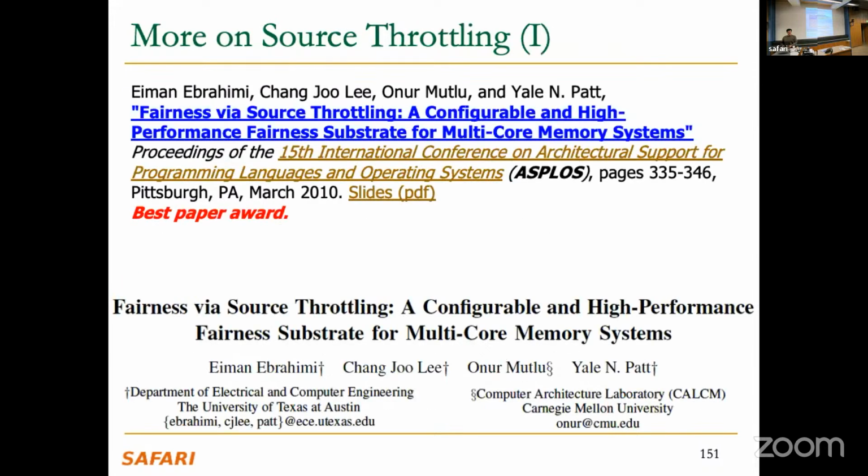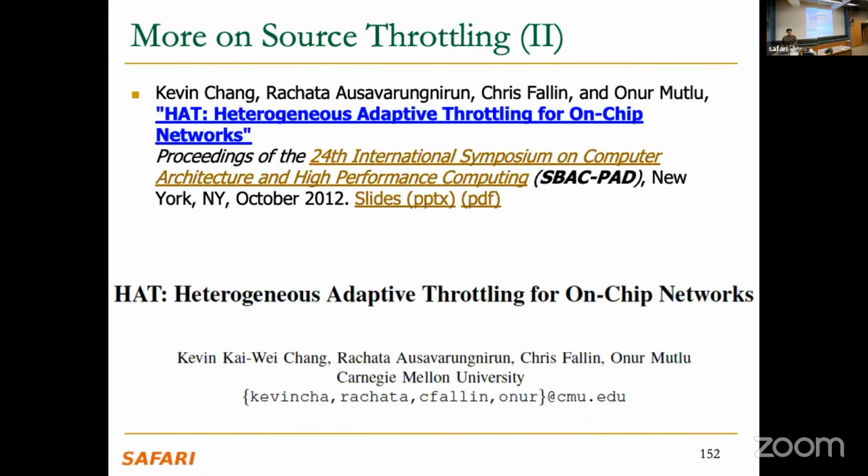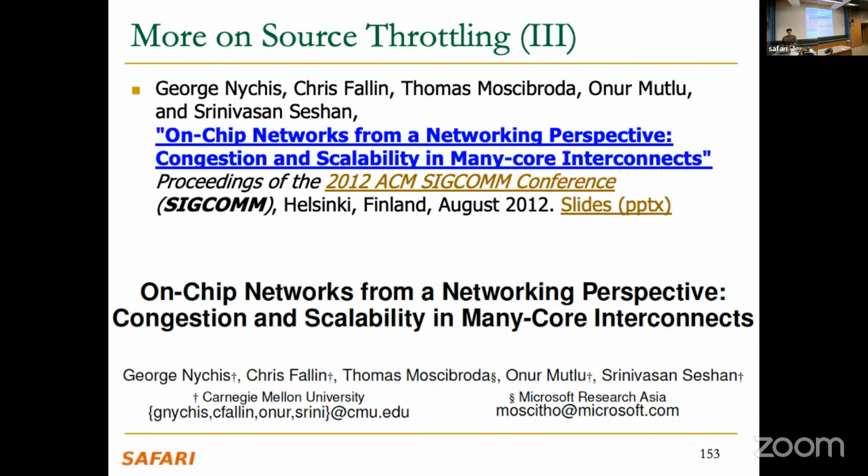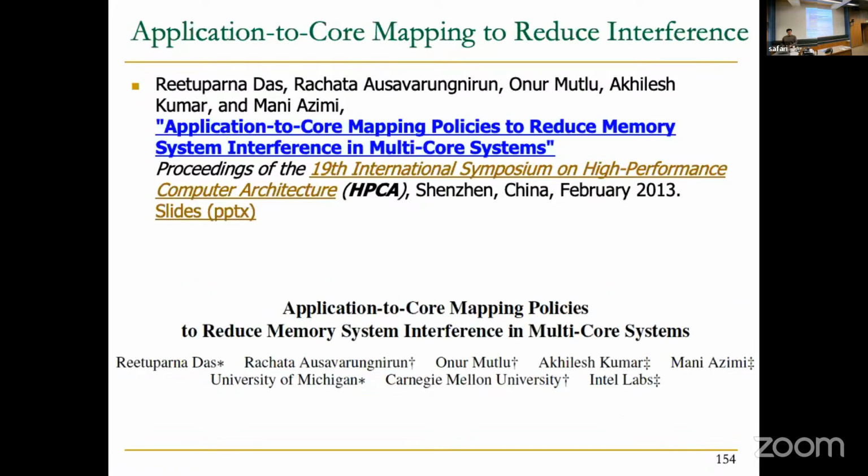And this is the full paper, Fairness via Source Throttling. There are works that build on this, but I'm not going to cover them. Source throttling in the context of networks, for example. And I'll briefly cover this.